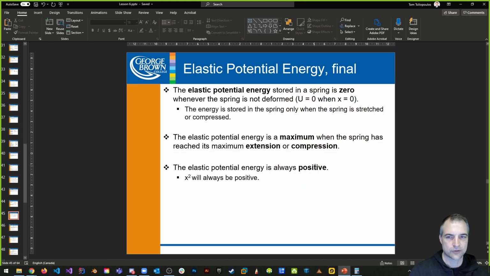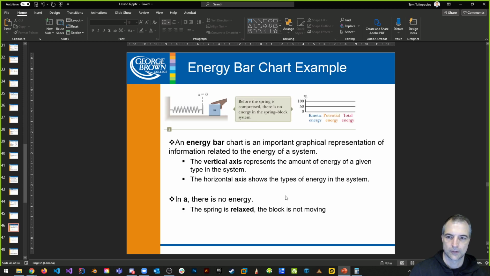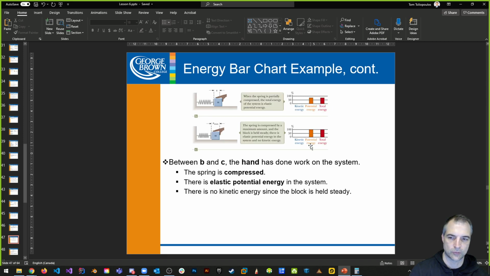So the elastic potential energy stored in a spring is 0, right, by default, when the spring is not deformed. When I deform the spring, whether it's extension or compression, there is a maximum compression or extension, and when that happens, the elastic potential energy is always positive. X squared will always end up being a positive amount. And it goes through each of these stages that I just talked about, right, when we compress it.